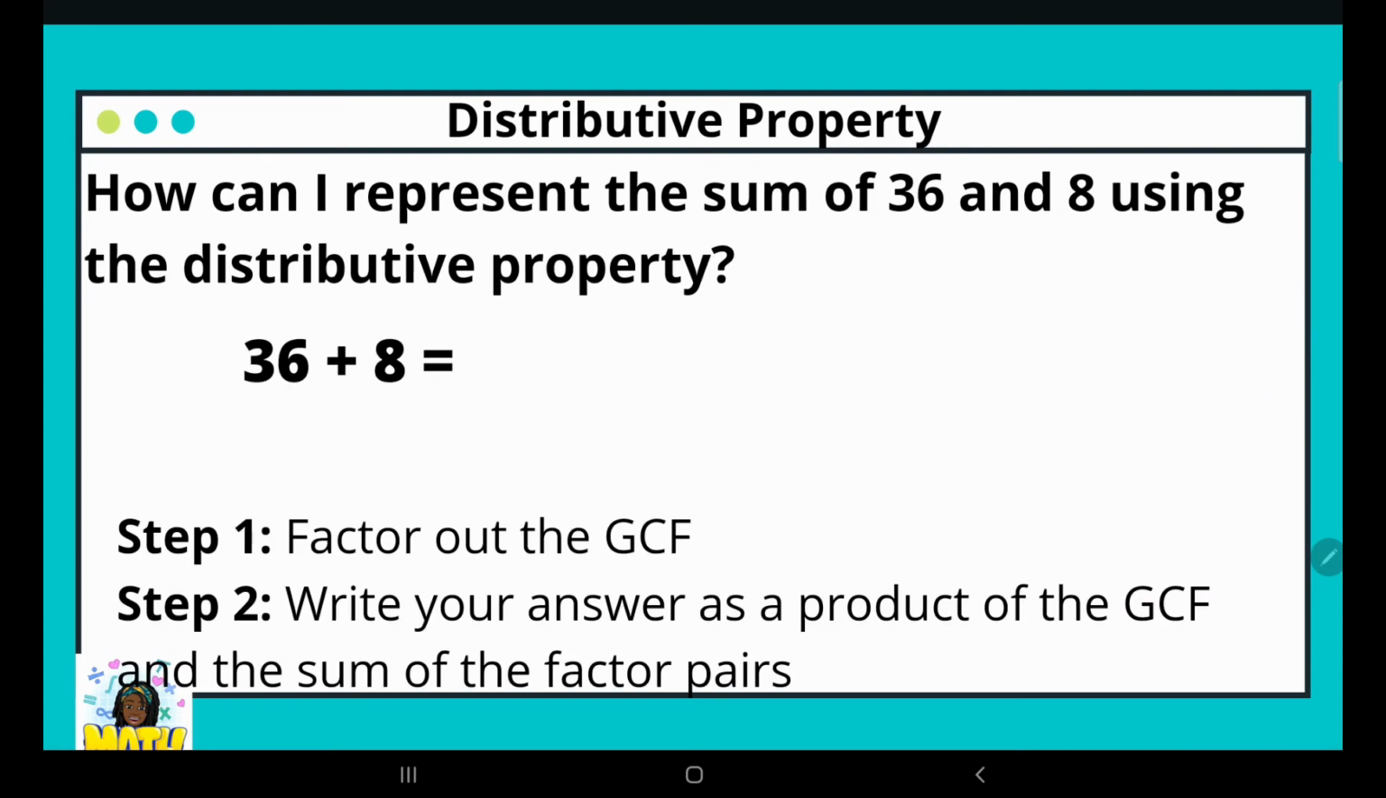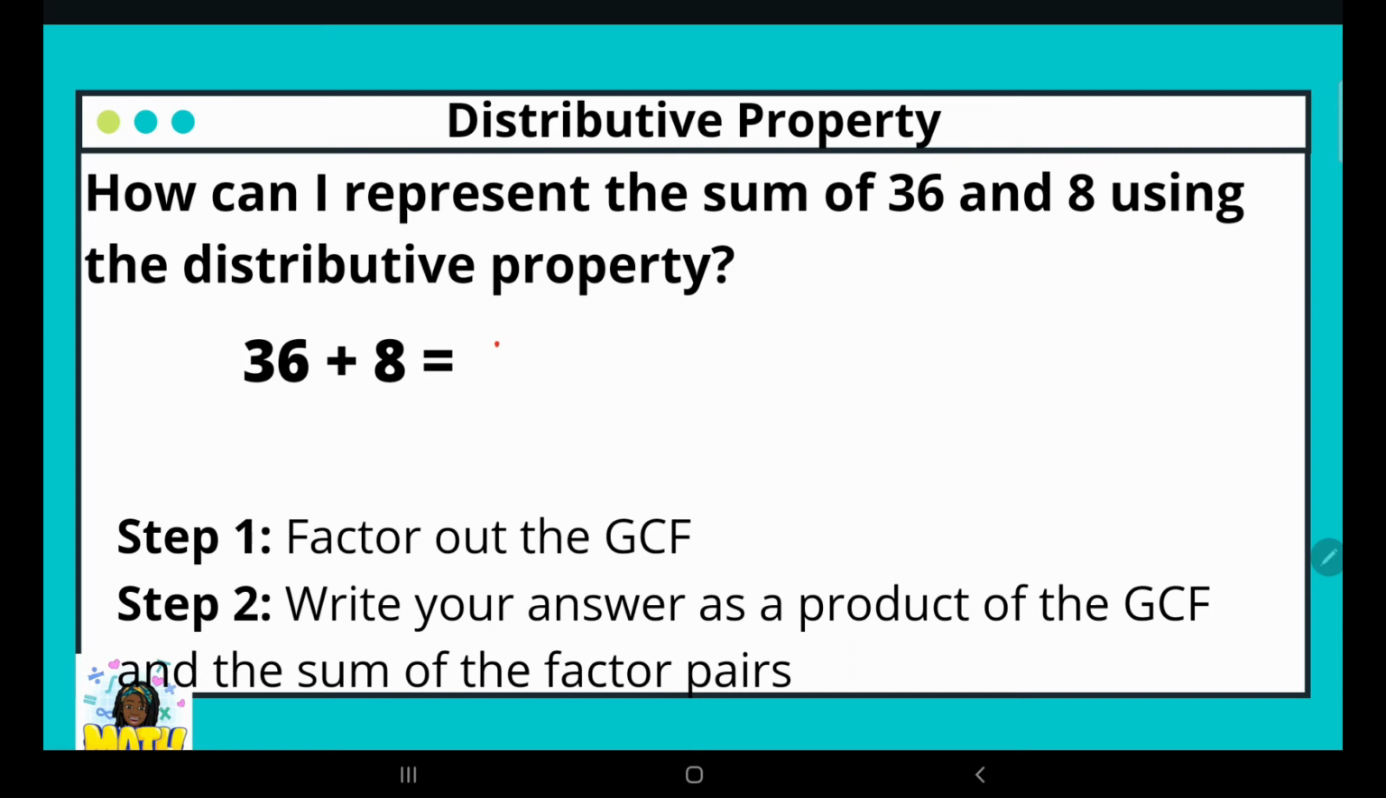Here are some steps for factoring out a GCF when I have two numbers that maybe I want to take a different approach on. So how can I represent the sum of 36 and 8 using the distributive property? My first step is to identify the GCF. So what is the greatest common factor of 36 and 8? 4. If you said 4, that is absolutely correct. We've seen in a previous video how to factor. If you don't know how to find the GCF, see my video on greatest common factor. So here we're factoring out the number 4.